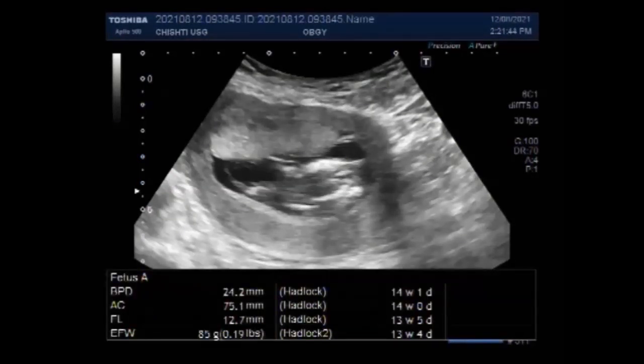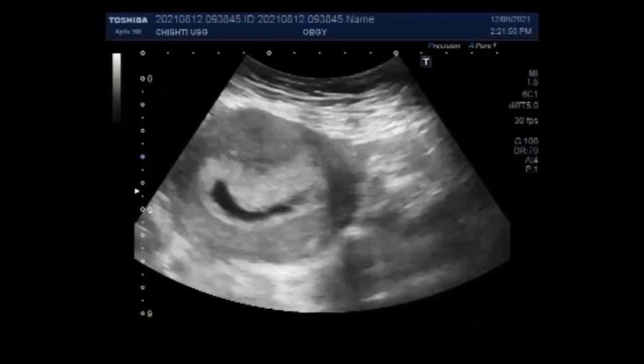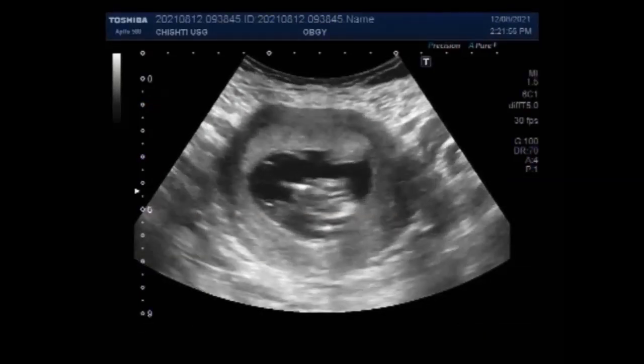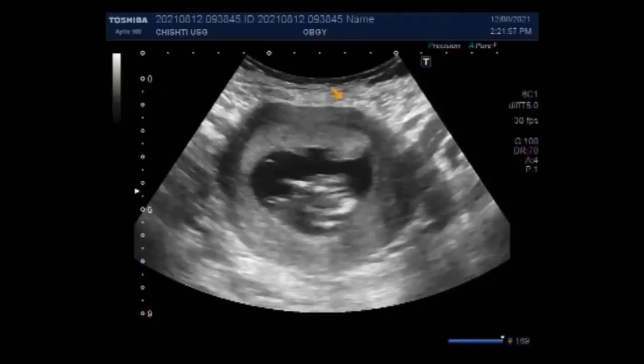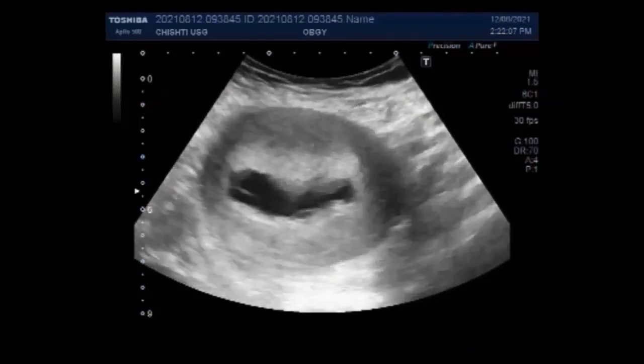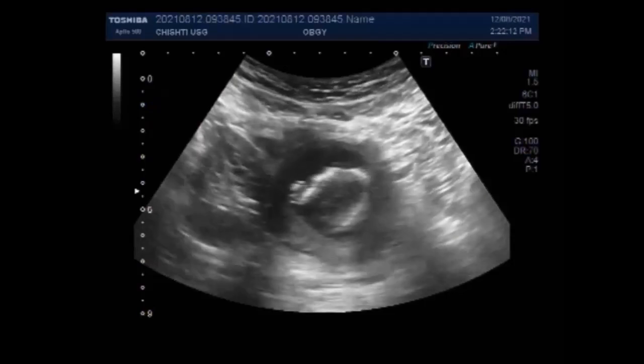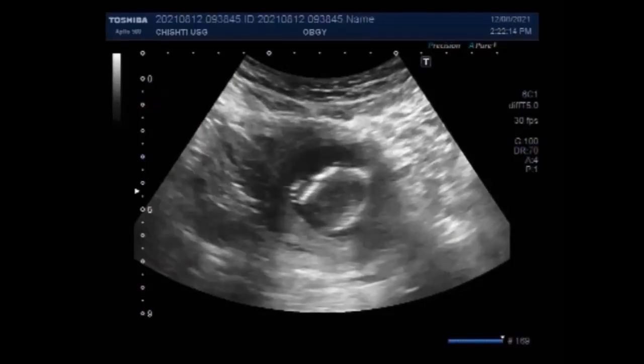This ultrasound video shows a case of missed abortion, also called missed miscarriage. You can see the uterus having a pregnancy of about 14 weeks. The placenta is anteriorly attached. This is the fetus, and this fetus has no blood flow, no fetal movements, or no cardiac activity visible.